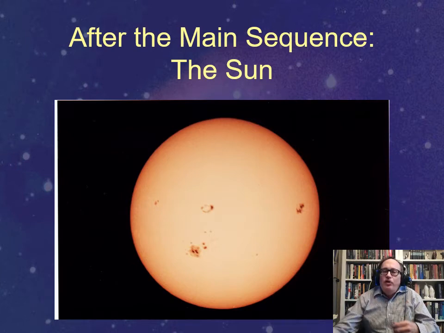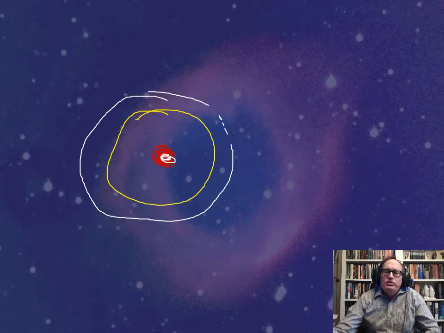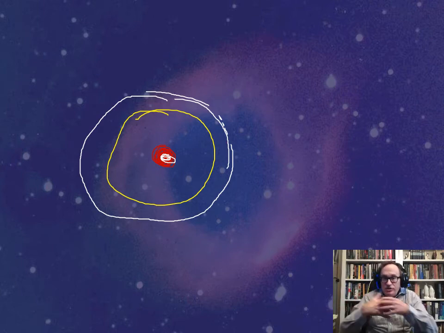Eventually it's going to evolve off of the main sequence. So what does that mean? Well, right now we've got the sun, and we've got the core, and the core is fusing and fusing and fusing, but over time it's shrinking. The core is shrinking a little bit smaller, and when it does, it causes the sun to expand a little bit, and that's the process that's happening.